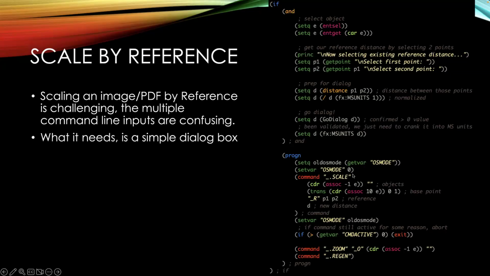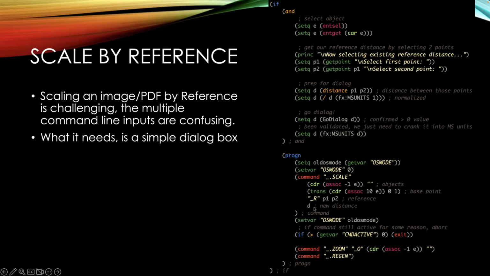Remember how I said OSNAP will mess up your day? Here's how you turn OSNAP off. So log how it's set currently and just turn it completely off. Then I can fire the scale command for the object that was selected. Here's that point, the base point, where I'm just going to use the base point of that object, which is in world coordinates. This is how we translate into user. So we have to translate that point into user. I want to scale by reference for those 2 points, that distance.